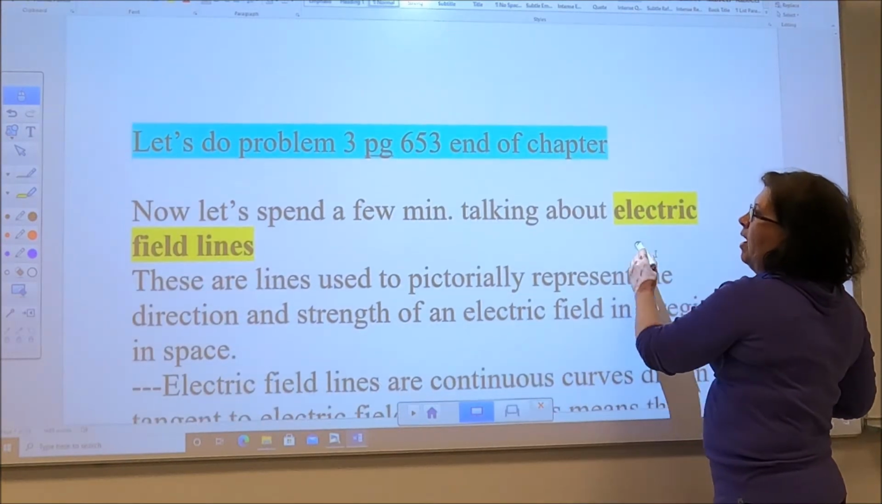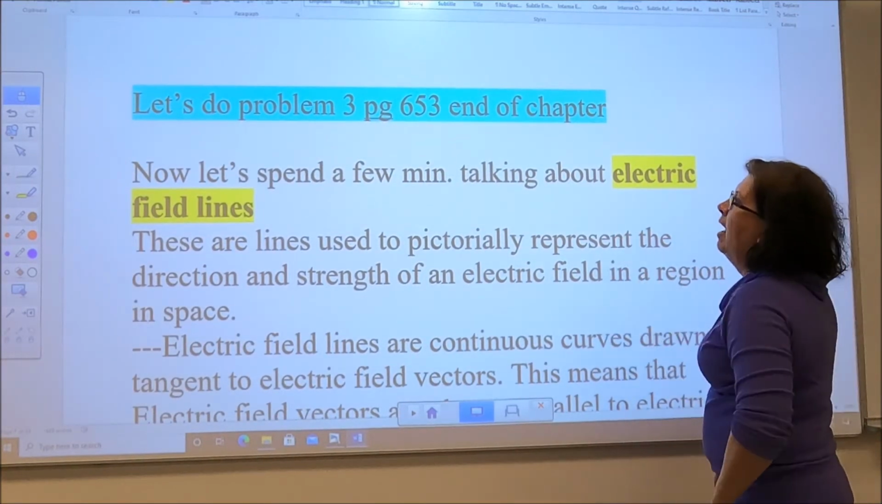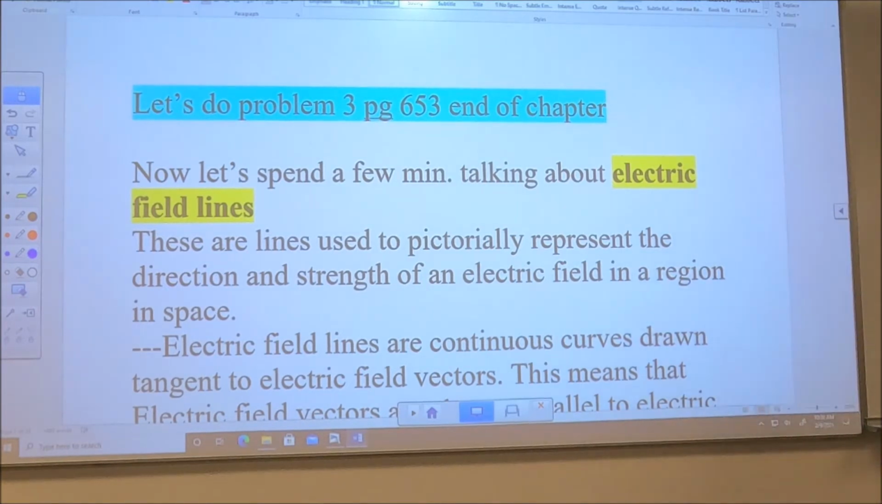So we're going to look at problem 3 on page 653 in the textbook.